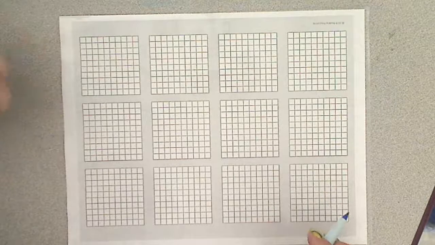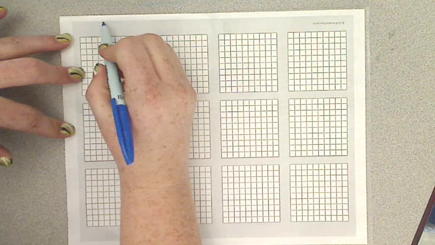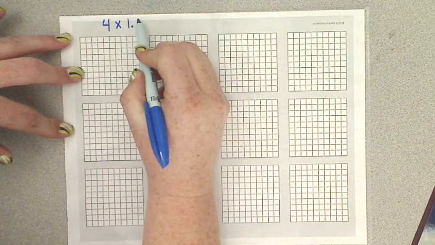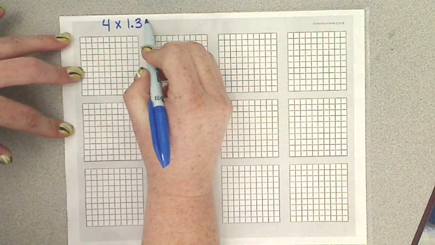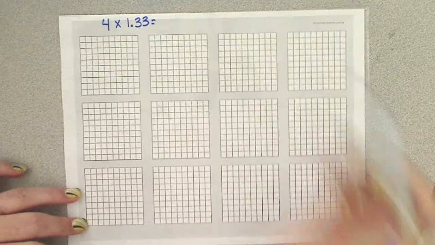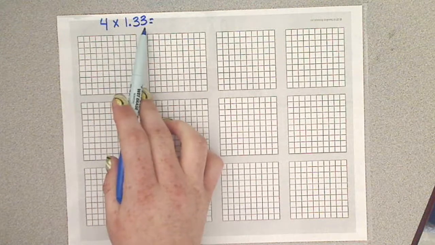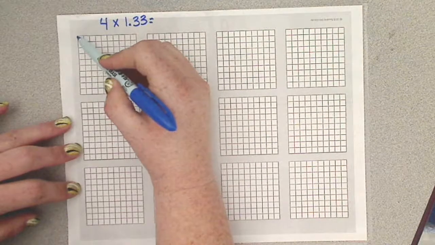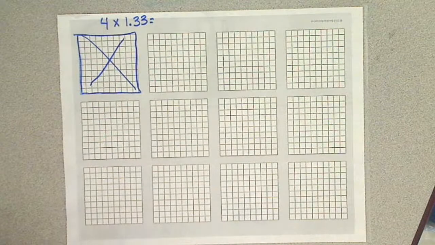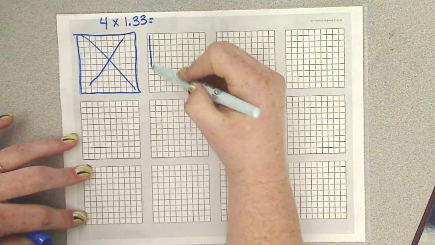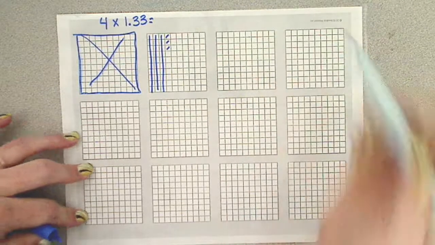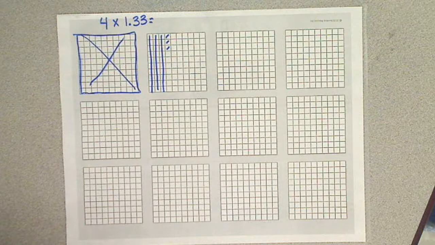Now let's look at 4 times 1 and 33 hundredths. So I need to do 1 and 33 hundredths 4 times. So I'm going to do 1 whole, and then 33 hundredths, 1, 2, 3 tenths, and 1, 2, 3 hundredths. All right, now I need to do it a second time.